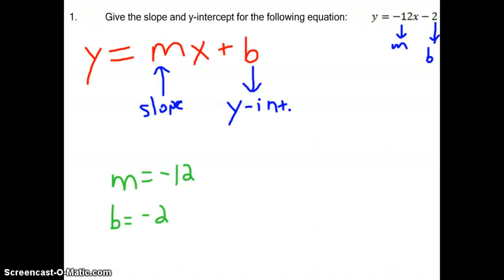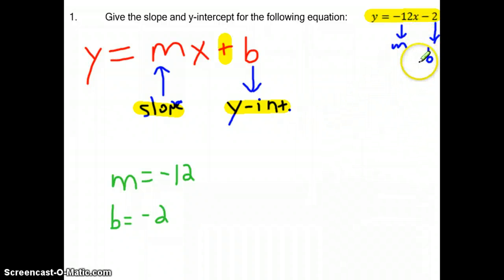Okay, the most important thing about this problem is that you remember slope-intercept form, and our slope-intercept form is y equals mx plus b, where m is our slope and b is our y-intercept. And if you look at our equation up here, it's actually written in slope-intercept form. Now some people might say, well, why isn't there a plus sign there? Well, if we remember, subtracting is just the same as adding a negative.